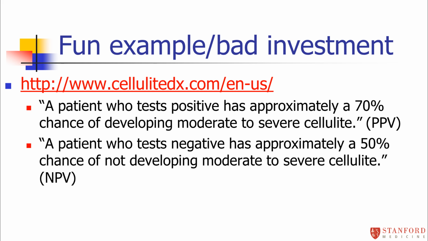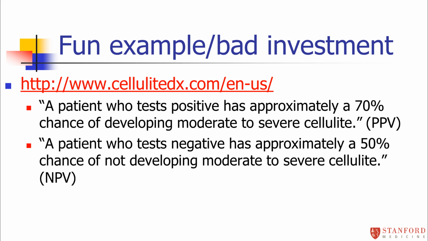So here's the pitch the company has on its website for this test. They say a patient who tests positive has approximately a 70% chance of developing moderate to severe cellulite. Notice that's the positive predictive value. A patient who tests negative has approximately a 50% chance of not developing moderate to severe cellulite. So that's the negative predictive value.